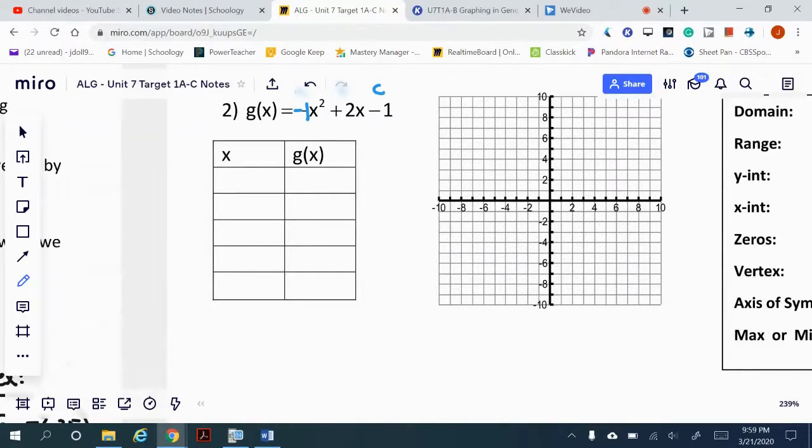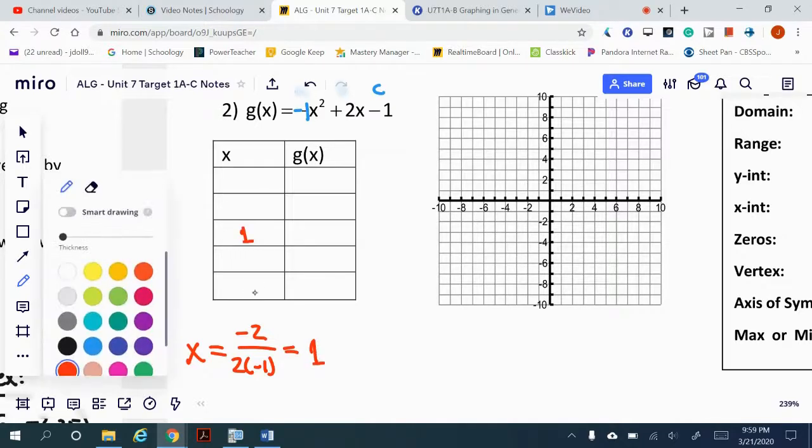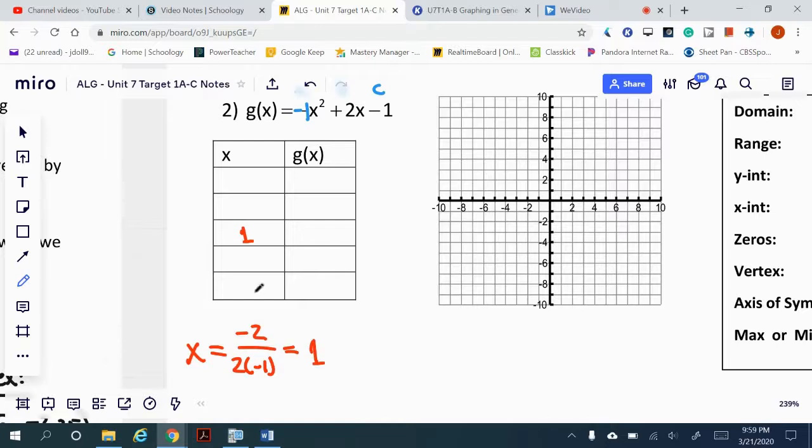Well, the first thing we need to do is know what's the x-coordinate of the vertex, so I know where to start the domain values. Opposite of b is -2 over 2 times -1. -2 over -2 gives me +1. So +1 is what I want here. Now, it's pretty easy. I can go to the left of 1, which is 0 and -1, and go to the right, which is 2 and 3.